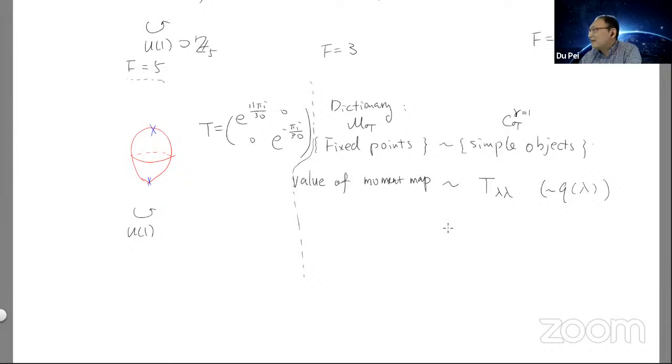Well, and for the MTC, one important data is the S matrix. So how to get this S matrix? It turns out that the data for the S matrix is encoded in the weights of the U1 action on the normal bundle to the fixed points. In this example, the S matrix will take the following form.